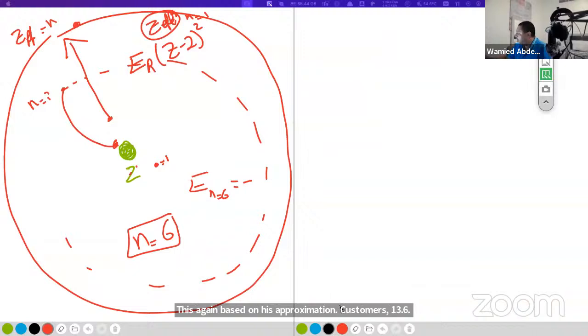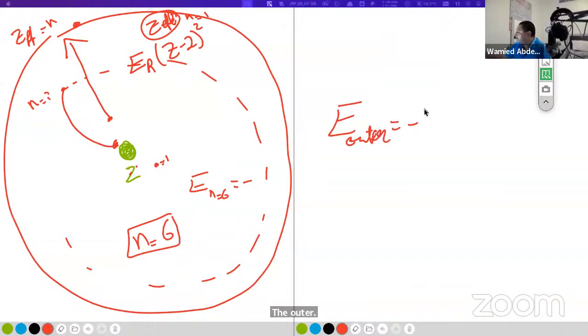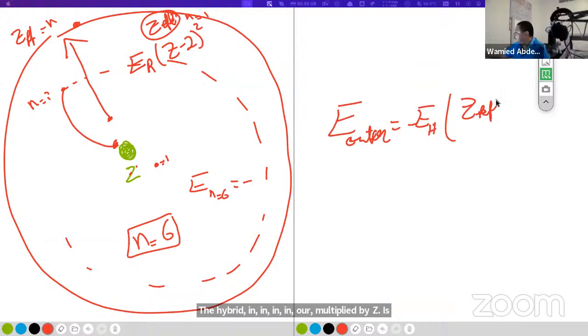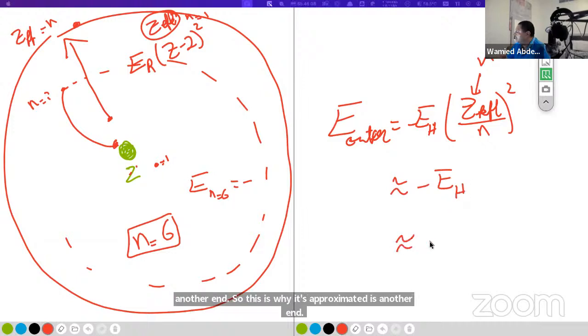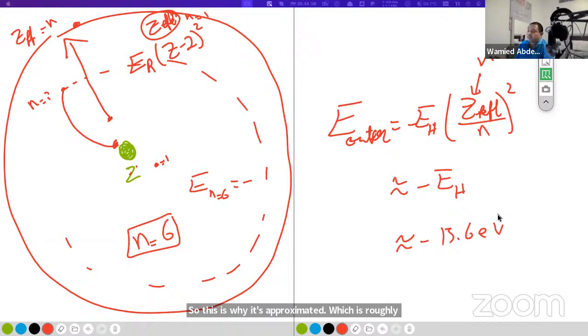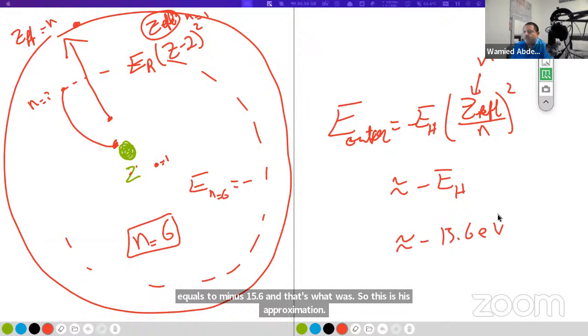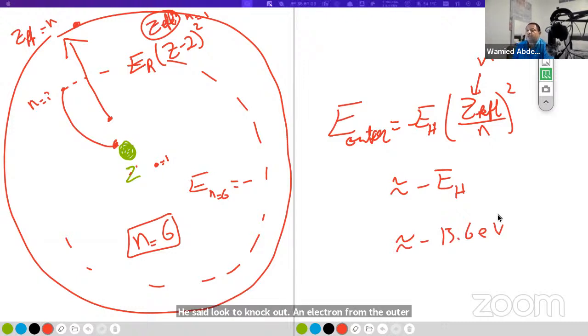So remember, we have E outer, which equals minus E hydrogen, or ER, multiplied by Z effective divided by n squared. So for the outer shell, this Z effective is another n. This is why it's approximated as roughly minus 13.6 electron volts. So this is his approximation. He said, look, to knock out an electron from the outer shell of an atom, roughly the energy is about 13.6. In reality, we know it's not a fixed value. It changes, but the deviation from 13.6 is really not that much.